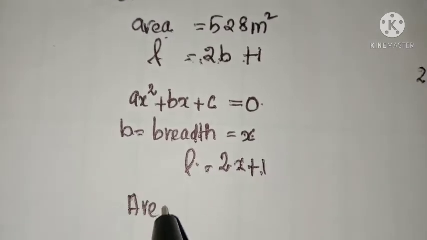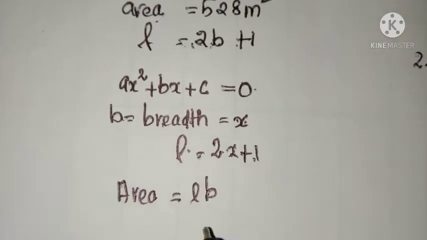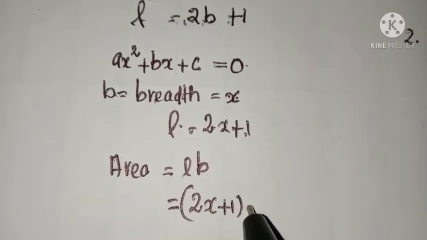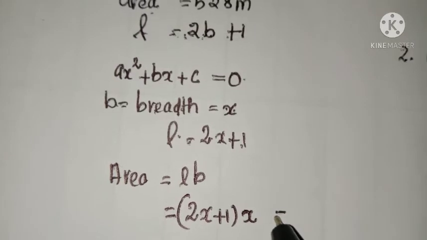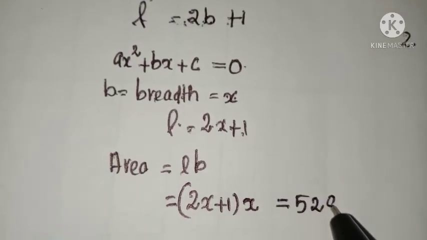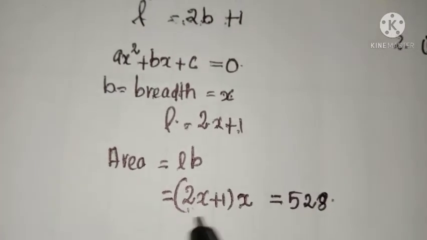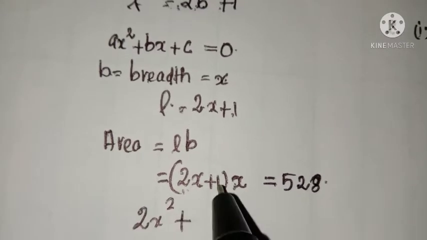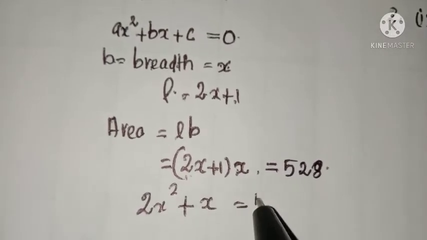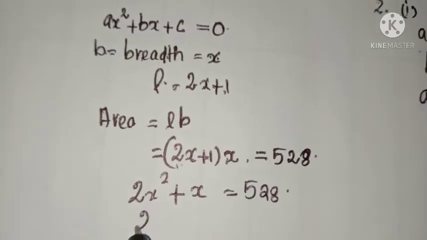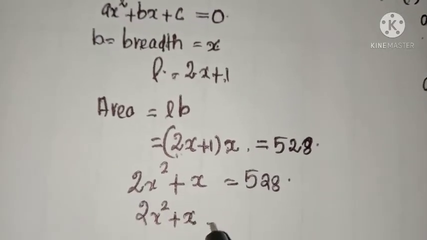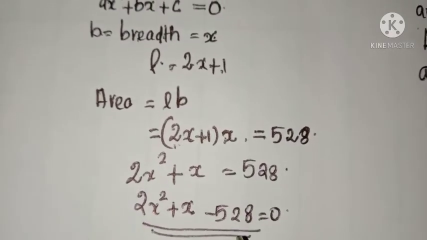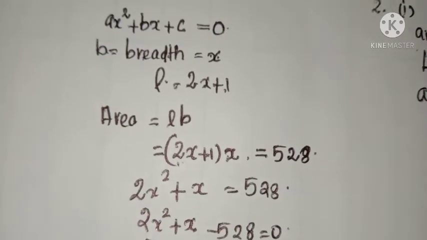So area of rectangle is length into breadth, that is 2x plus 1 into x. Area is given, area is equal to 528. Now simplify or open the bracket. 2x into x, 2x square plus 1 into x, x is equal to 528, or 2x square plus x minus 528 equal to 0. So this is our required quadratic equation.